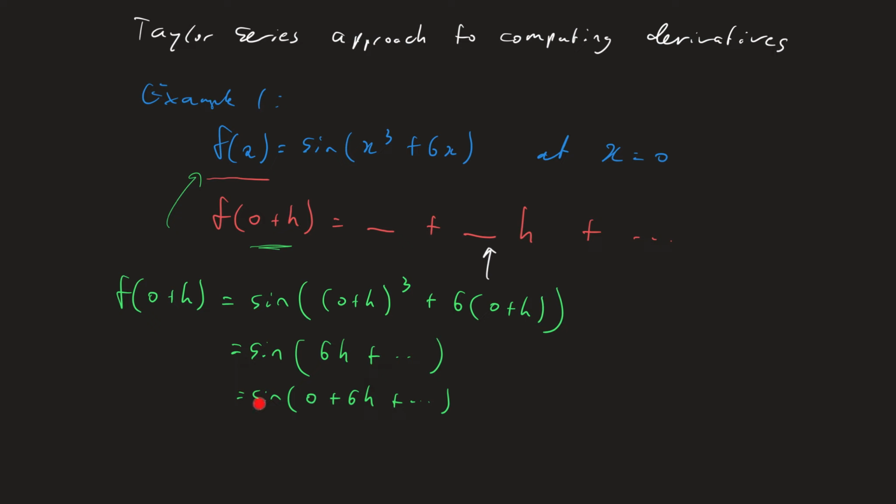Next, we need to know the first order Taylor series of sine, and we want to know it about the origin because the constant term is 0.